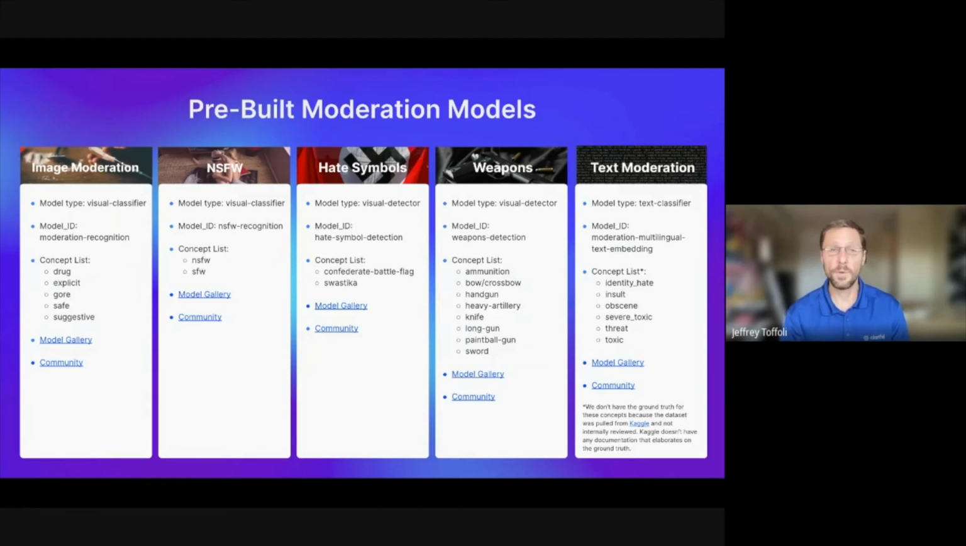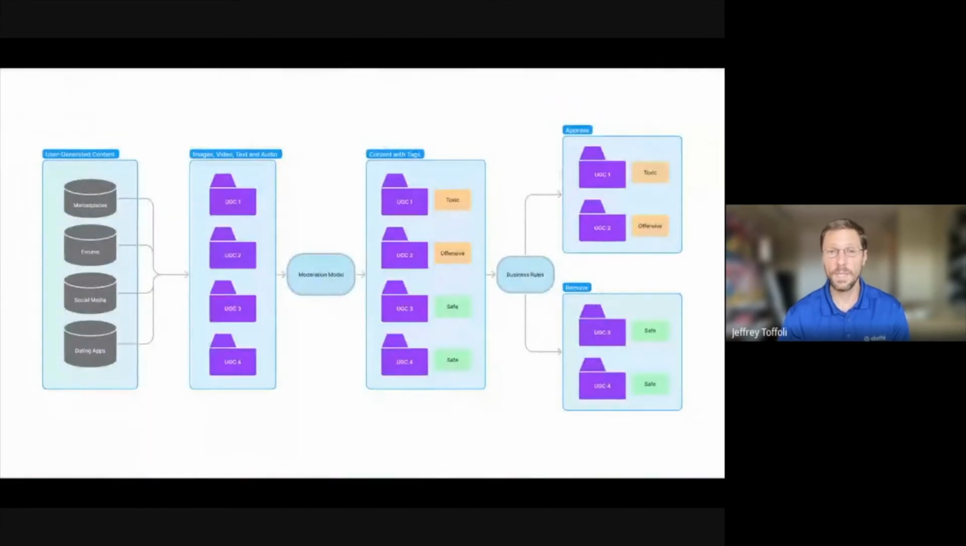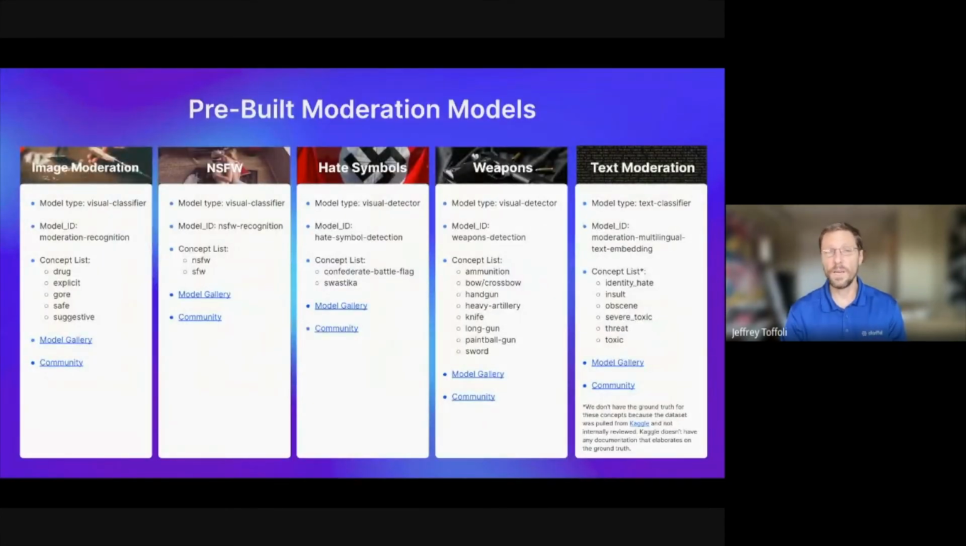The image moderation model recognizes drugs, explicit content, gore, safe, and suggestive content so that you don't have to. These pre-built models are ready to go right out of the box. You would plug them right there in the middle of your workflow, and they can tag your data, and there's really nothing fancy for you to do there. And we've got specific safe for work, hate symbol, weapons, and text moderation models.